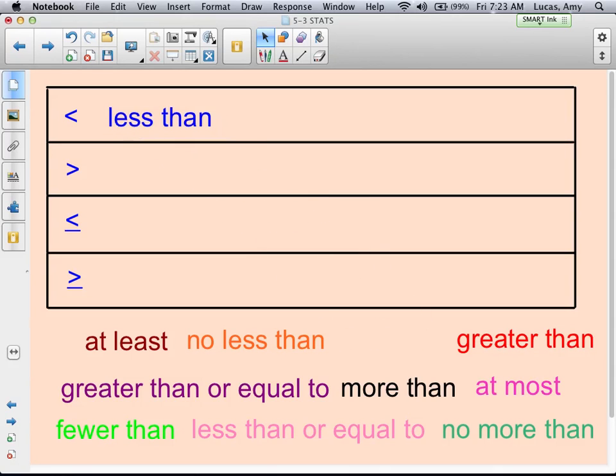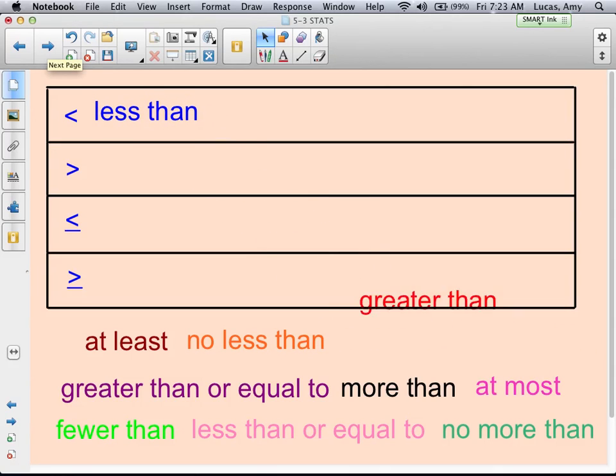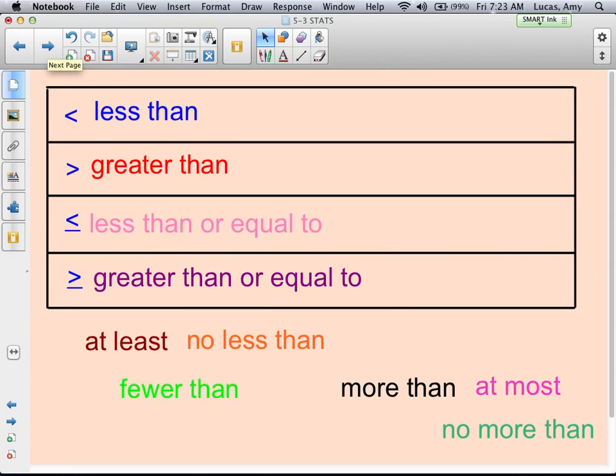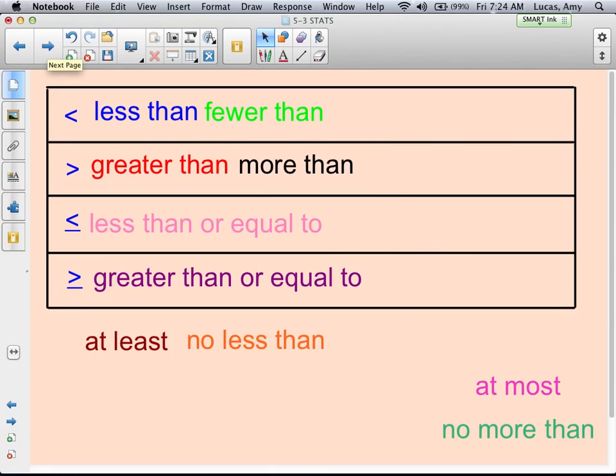So the basics: less than, greater than, or equal to, and less than or equal to. Those aren't the problem. Even fewer than and more than aren't the problem. It's these last four.